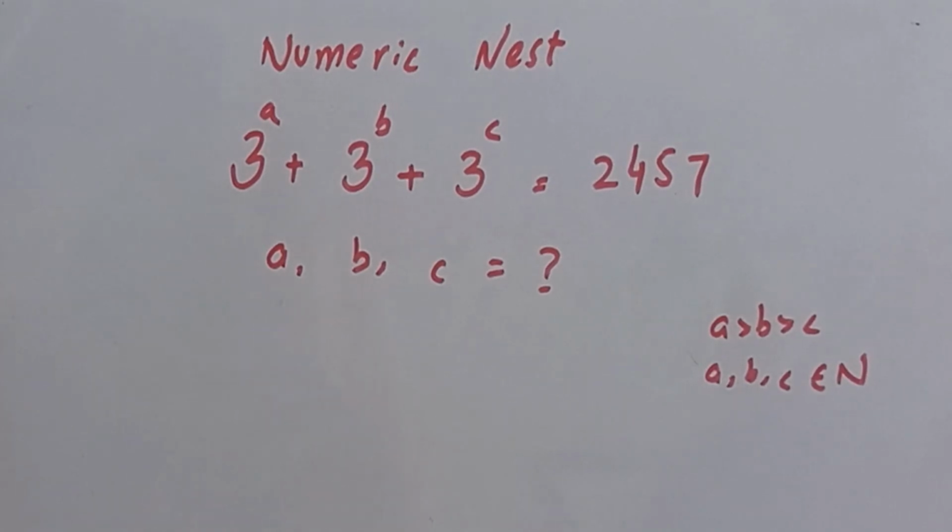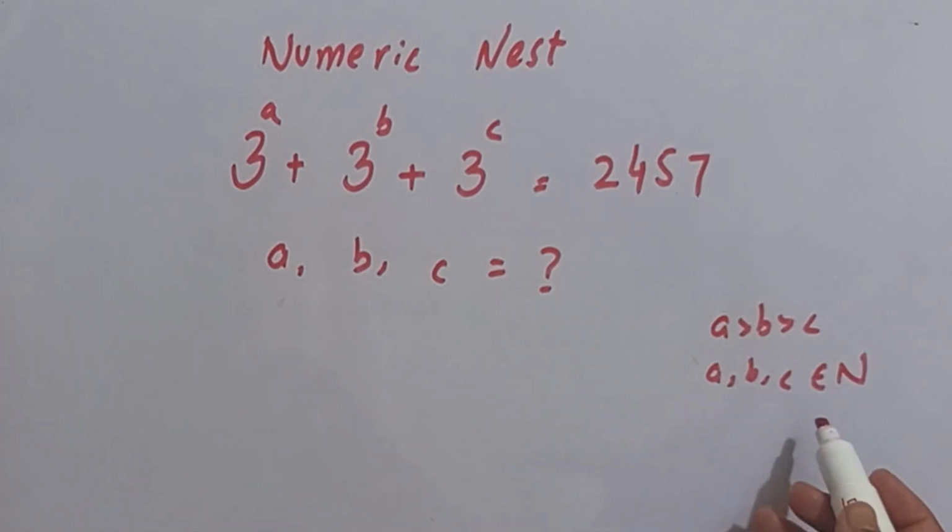Hi everyone. In this video we are going to solve this question: 3^a + 3^b + 3^c = 2457, and we find the value of a, b and c. In our question it's given that a, b, c belong to the natural numbers.